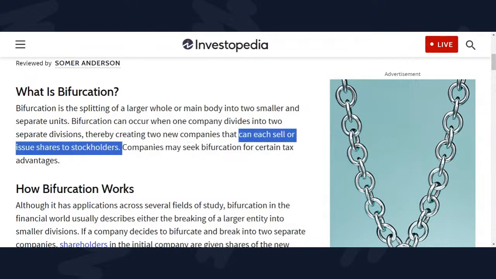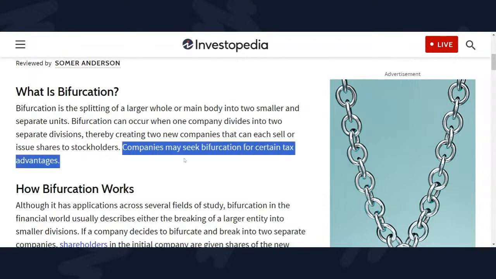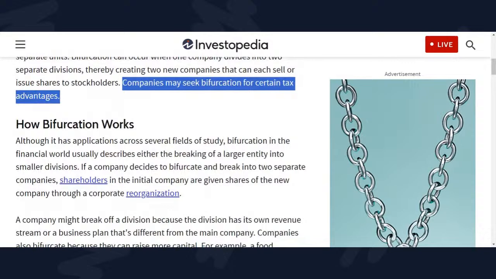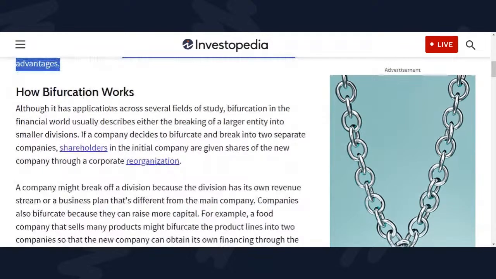Companies may seek bifurcation for certain tax advantages. This is their whole scheme, their investment schemes in your estate that are used as a principal in usufruct. They get to use it to make money, and you can only recall it if you know how to do so.